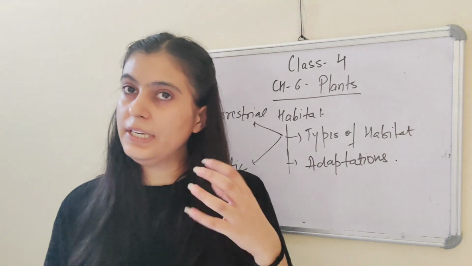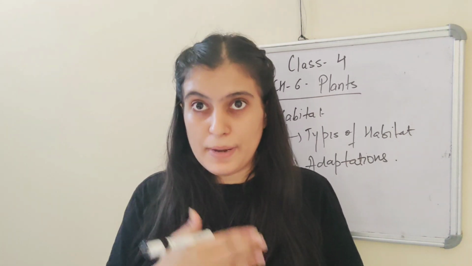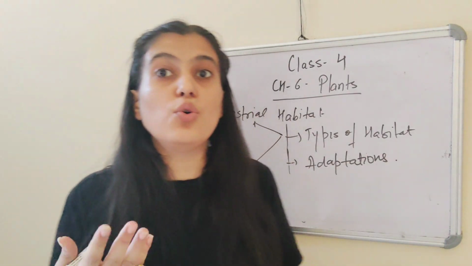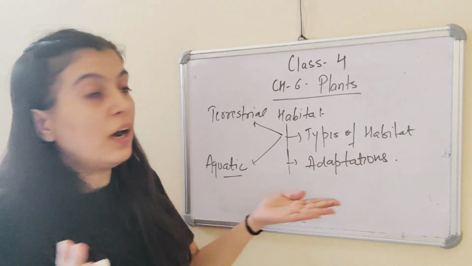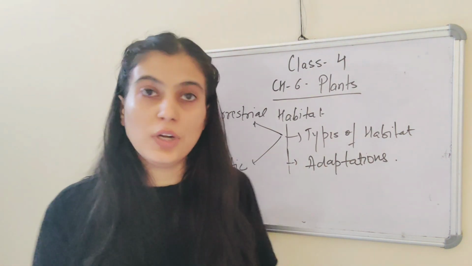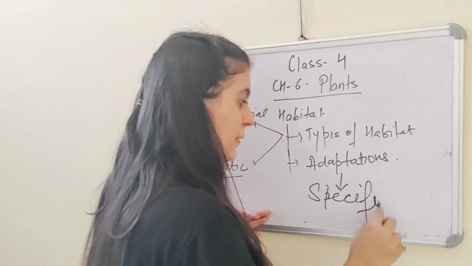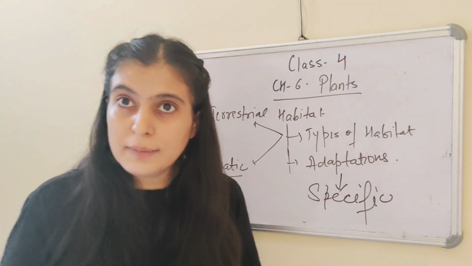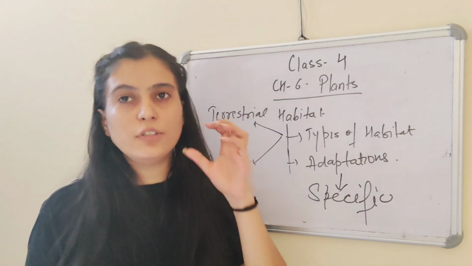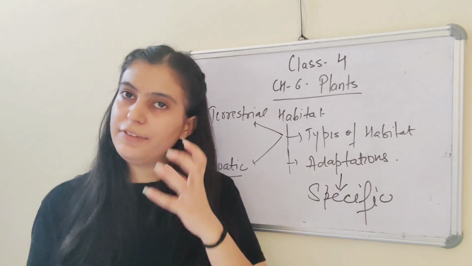For them to grow in different habitats, in mountains or in land or in plains or in deserts, the plants have undergone some changes in the structure or the behavior. Those changes are called adaptations. Adaptations are specific to the area, meaning that in the mountains, plants have specific adaptations. In the deserts, plants have different adaptations.